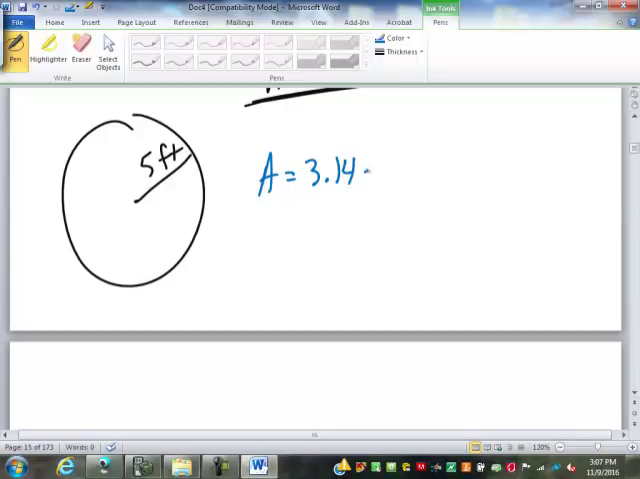So it's going to be 3.14 times 5 squared. Well, 5 squared is 25. 3.14 times 25 is 78.5 square feet.